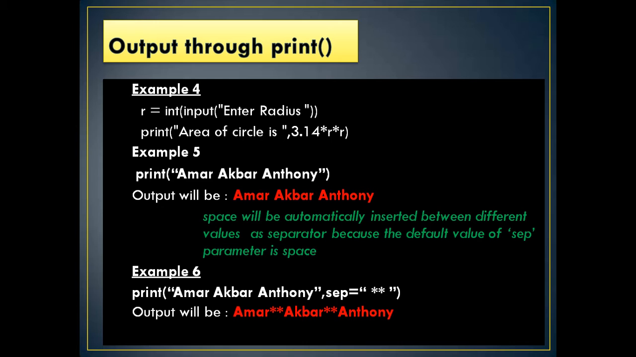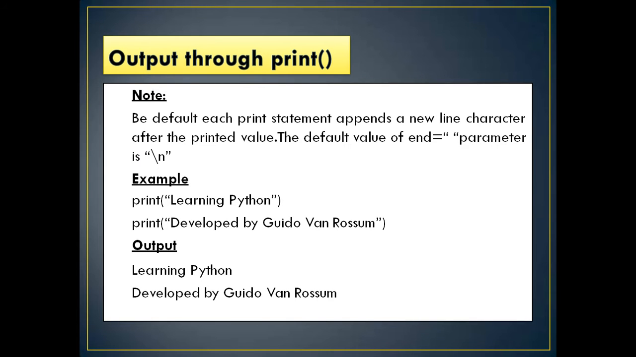Space will be automatically inserted between the different values as a separator, because the default value of the sep parameter is a space. Now if you want to give a particular separator like star star, here it is given as comma, sep equals star star, which means after every value, rather than a blank, you separate with star star. This also we will see in our Python examples.